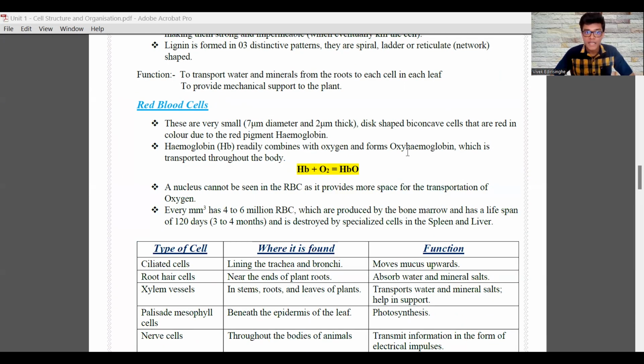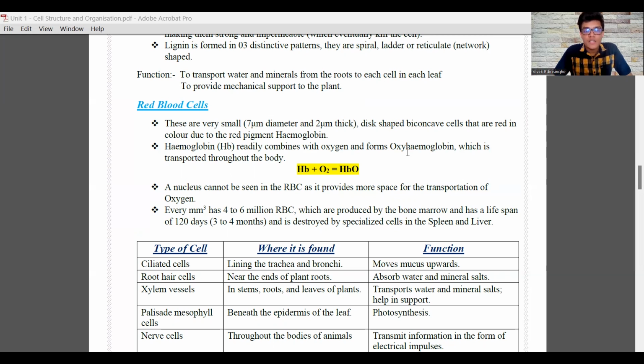Coming on to red blood cells, they are very small, about 7 micrometers in diameter and 2 micrometers thick. It's a disc-shaped biconcave cell that is red due to the presence of the red pigment hemoglobin. Hemoglobin readily combines with oxygen, forming oxyhemoglobin, which is transported throughout the body. The nucleus is not seen in red blood cells in order to provide more space for oxygen transportation.